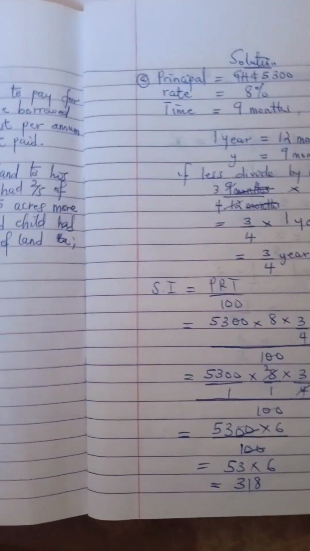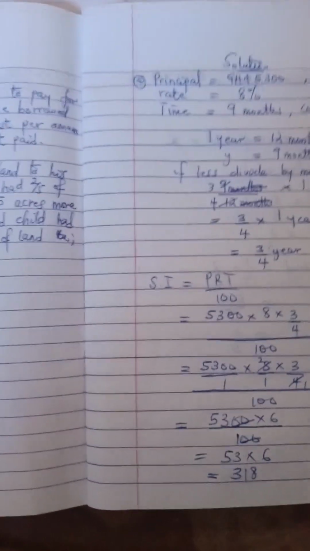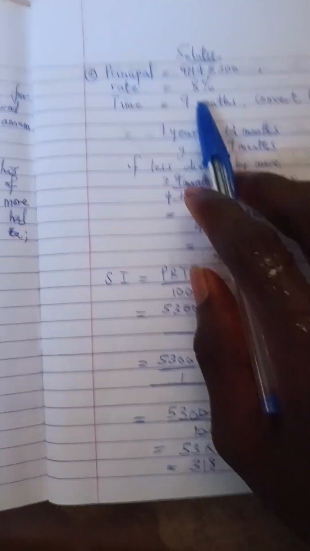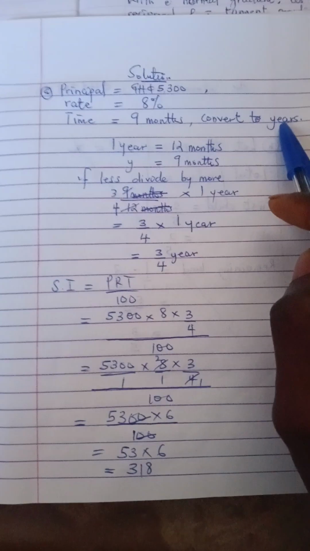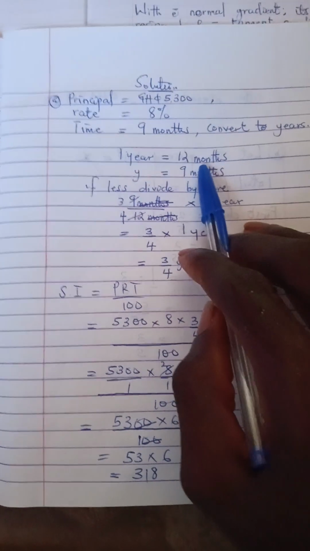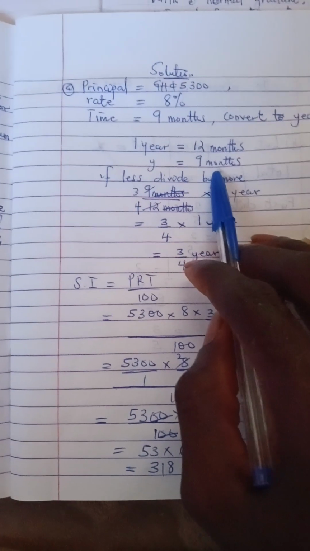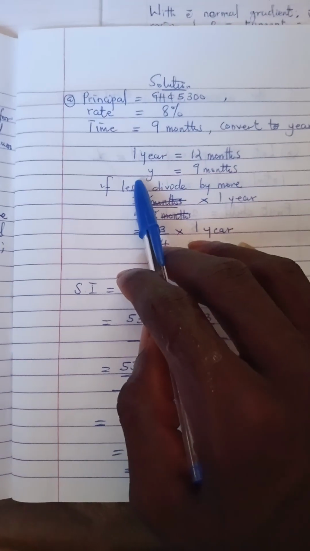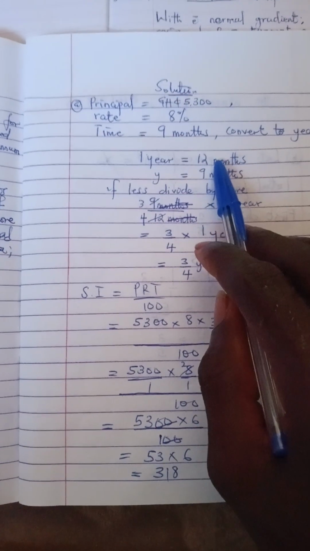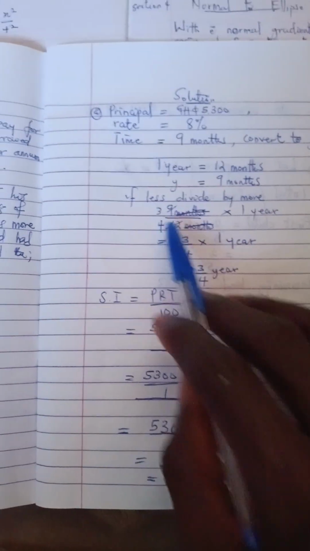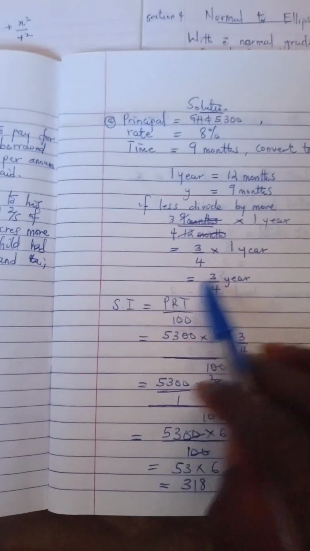Now, one thing with simple interest is that it is always calculated in years. The time is calculated in years. So if they've given you the time in months, then we have to convert to years. So 1 year is equivalent to 12 months. Then how many years will give you 9 months? Automatically, we are going to get less for the 9 months. So if less, divide by more. And the more is 12. So dividing and performing the operation here gives you 3/4 times 1 year, which is 3/4 year.